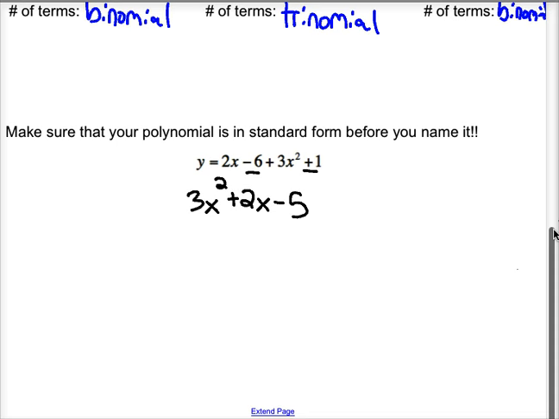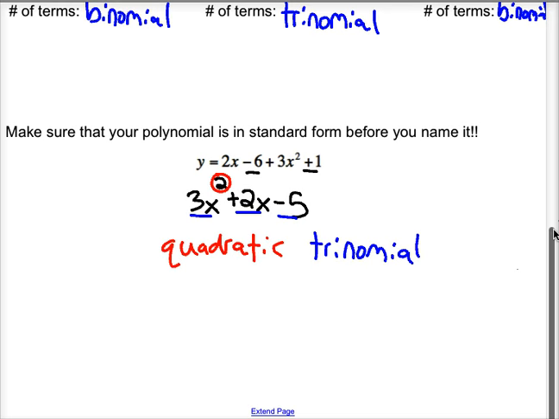So you would misname it if you didn't put it in standard form, because now that it's in standard form, now you can see it has a degree 2, so it's a quadratic, and you can see that it has 1, 2, 3 terms, so it is a trinomial. But again, if it's not in standard form, you wouldn't be able to easily see that.